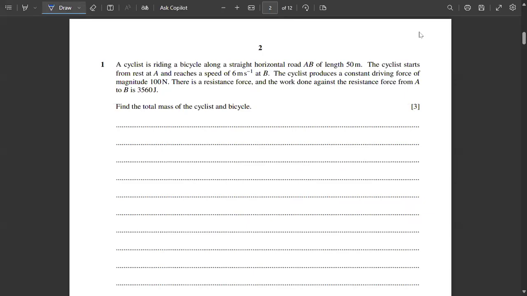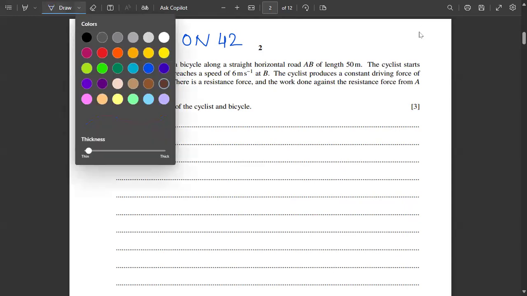Let's start solving the paper 2022 October November paper 42. Let's start with the first question. A cyclist is riding a bicycle along a straight horizontal road AB of length 50 meter. Let's start drawing the diagram.